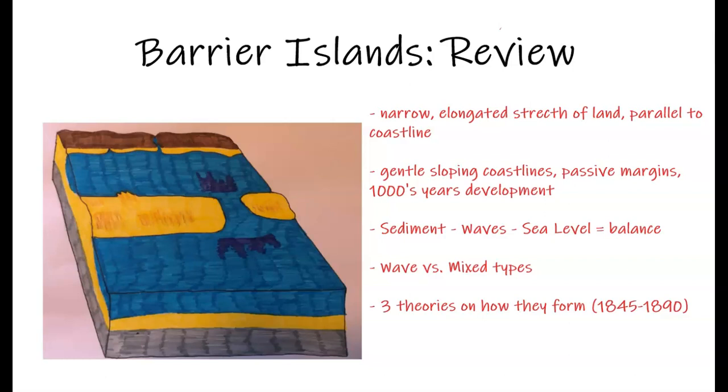And the two types are wave versus the mixed types. Again, that will just dictate the shape and the size of those barrier islands. And the three theories of how they formed, dating between 1845 and 1890, from three scientists, looking at different ways: the spit accretion, the offshore bar theory, and the most commonly used in literature, the submergence theory of the change in sea level.